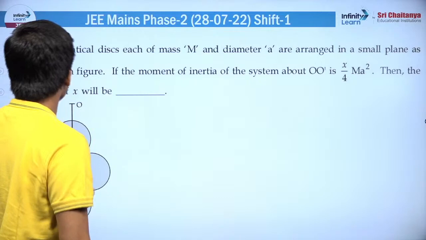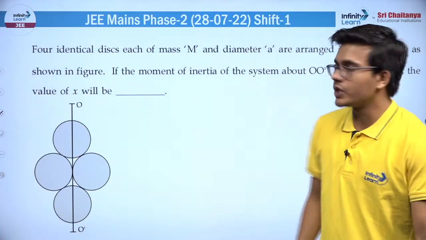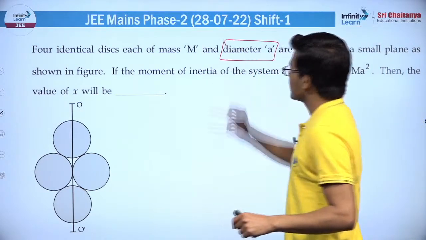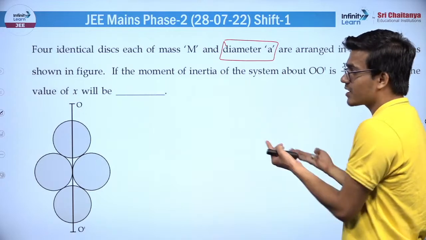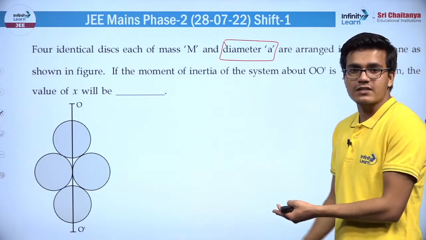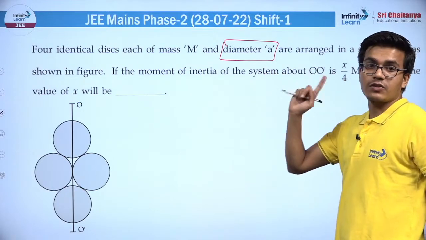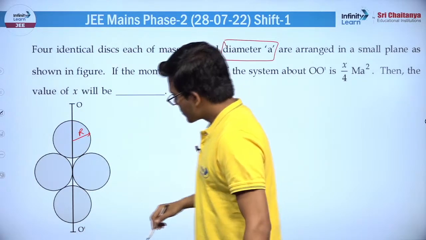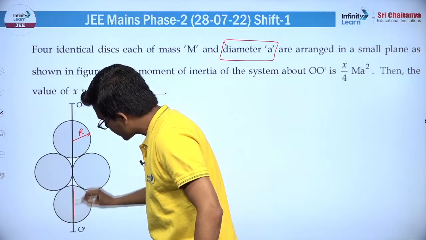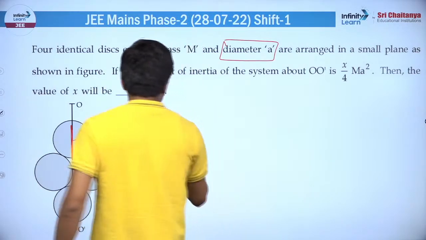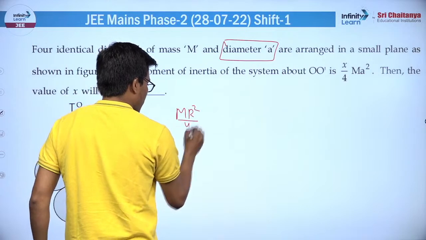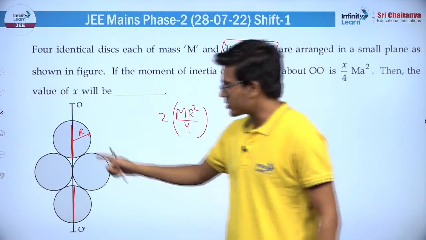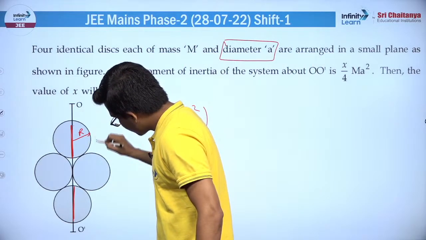Moving ahead, this is a combination of disks given to you, and the important part and the silly mistake students make is, don't forget that a is the diameter, not the radius. And in this type of question you don't have options, so you can definitely make mistakes, because you have to fill in the answer. Let me take the radius as r. You know that this axis is passing through the diameter of this disk and this disk, and due to the disk the moment of inertia is mr square by 4. We have two disks, so this will be the moment of inertia due to these two.